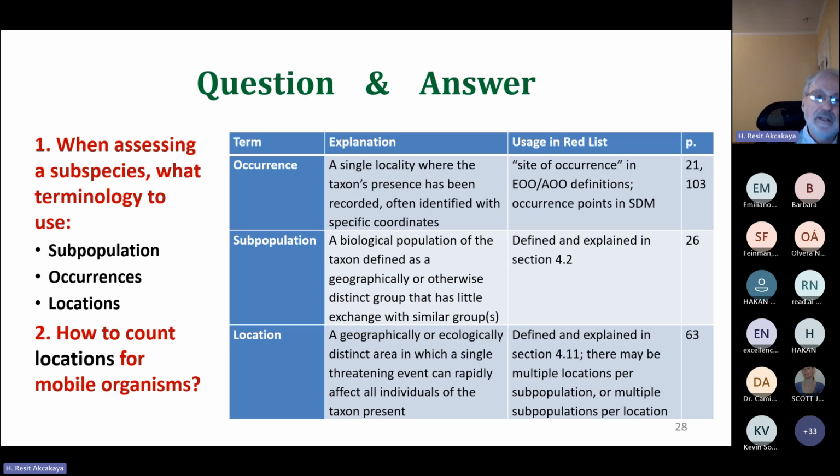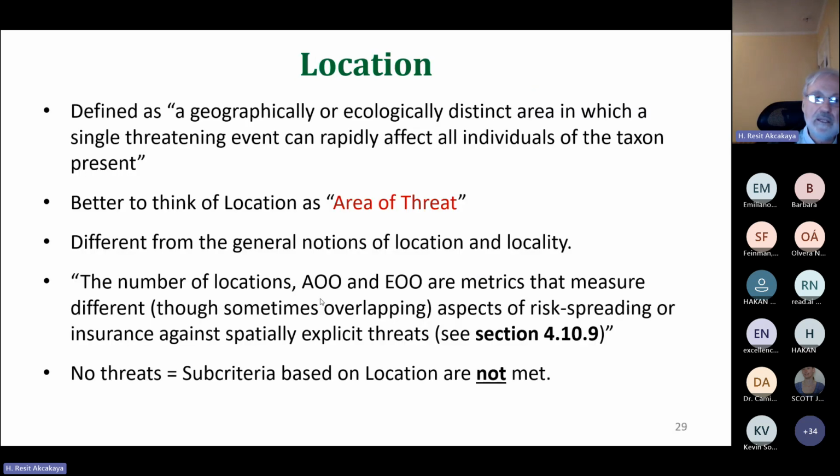And finally, location is completely different. It's a geographically or ecologically distinct area in which a single threatening event can rapidly affect all individuals of the taxon present. Now I want to go a bit more into this definition of location. I wish that in 1999, when we were revising the criteria, we hadn't used the word location and had changed it to area of threat, because that is really what it is. The word as it is defined is so different from general notions of location and locality that it is leading to a lot of confusion and misapplication of the criteria. So think of it as area of threat.